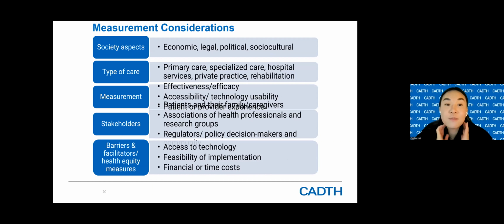Okay, so similar to the previous slide, this one now summarizes the recommended considerations instead of the actual outcomes that were touched upon by all the guidance documents. The first consideration category was society aspects, which include economic, legal, political, and socio-cultural factors. And then next, we have considerations such as the type of care. So for instance, is this care implemented in primary care versus specialized care, or is it implemented in a hospital setting versus private practice or in a rehab facility?